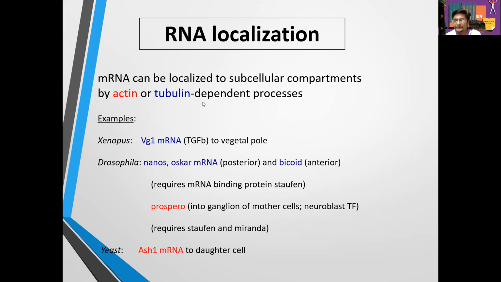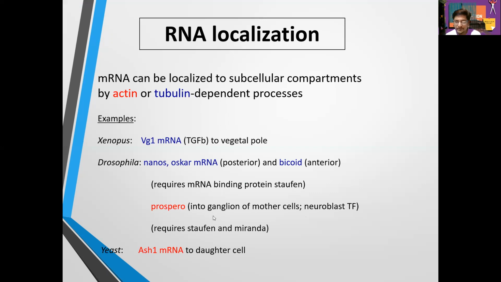Now the last part is where exactly the messenger RNA is going to land up in the cytoplasm, which is by certain proteins. We call it that they provide the zip code or the pin code. This process is facilitated by two important proteins, actin and tubulin, which will help in the process. We know these are the cytoskeletons. For example, we have the Vg1 messenger RNA, and it has to go to the vegetal pole. Similarly, the nanos messenger RNA is going to be on the posterior side, and bicoid is going to be on the anterior side. So this requires the messenger RNA binding protein we call staufen.